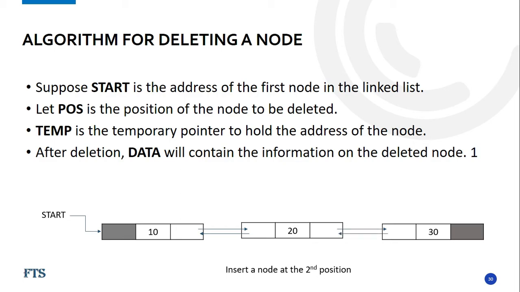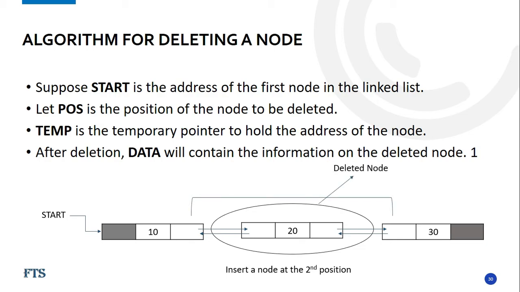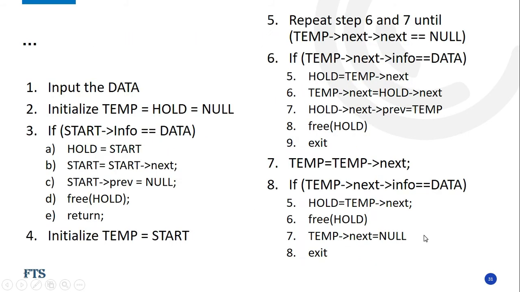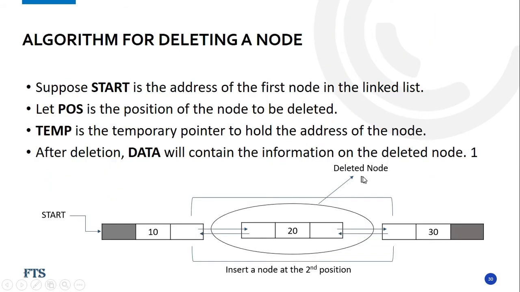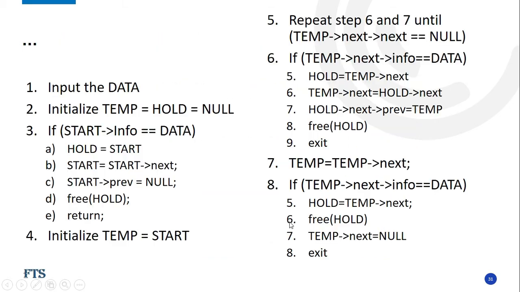To delete, simply, let's say you want to delete the element in the second position, 20, so assign it to a temporary pointer, then create a link from 30 to 10 and from 10 to 30. Now you can delete the temporary pointer which holds this 20 temporarily. This is the algorithm to delete.